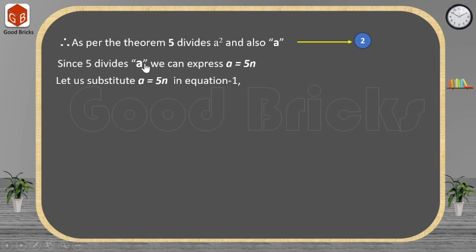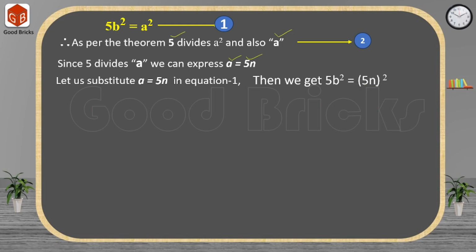If 5 divides a, then we can write a is equal to 5 into something. That something is nothing but n we are writing. Means 5 into n is equal to a. So let us substitute this a is equal to 5n in equation 1. So where is equation 1? See here, this is our equation 1. In place of a, let us substitute 5n. So when you put 5n in place of a, we can write as shown here, 5b square is equal to 5n whole square. We just have substituted a is equal to 5n here.